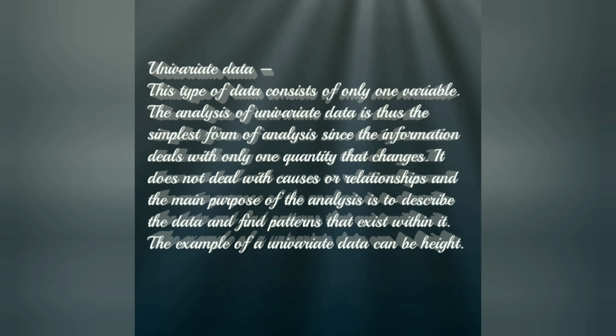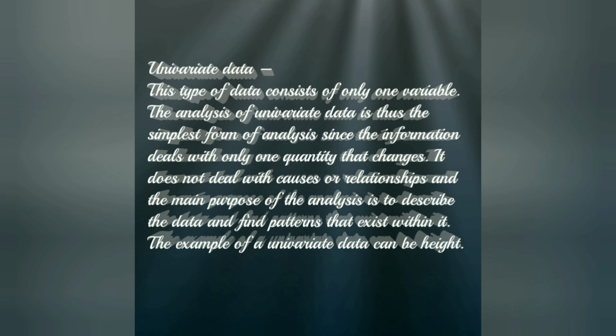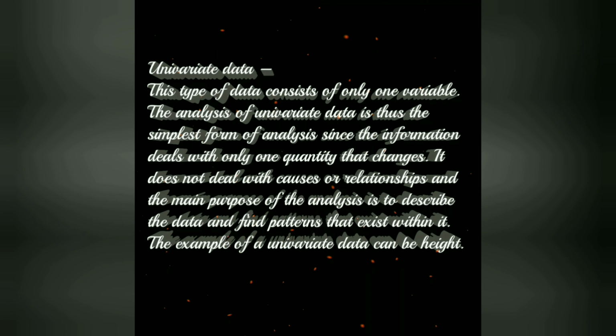Univariate data: this type of data consists of only one variable. The analysis of univariate data is thus the simplest form of analysis since the information deals with only one quantity that changes. It does not deal with causes or relationships, and the main purpose of the analysis is to describe the data and find patterns that exist within it.